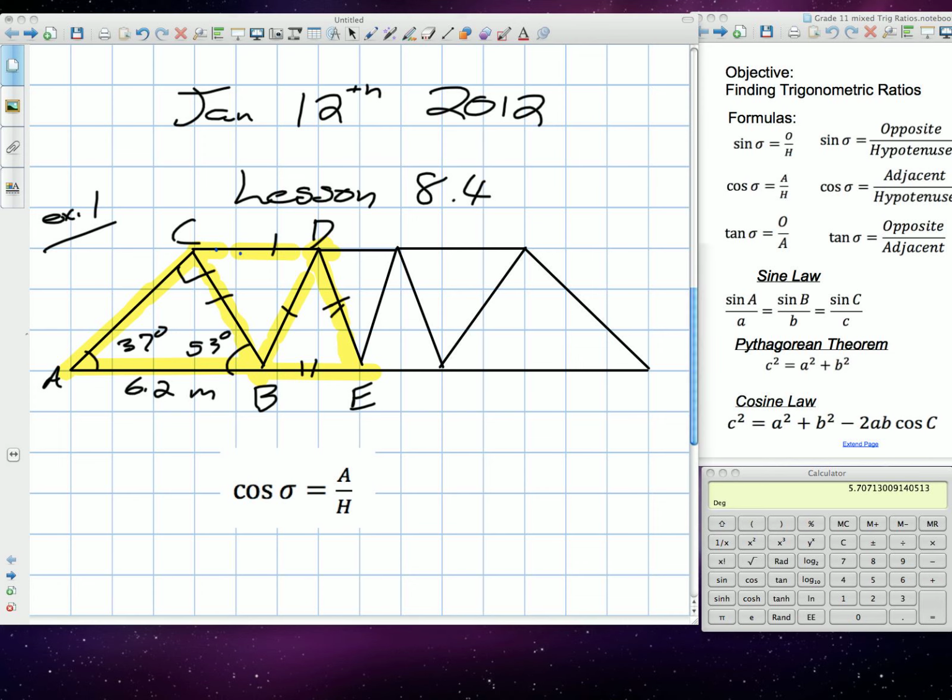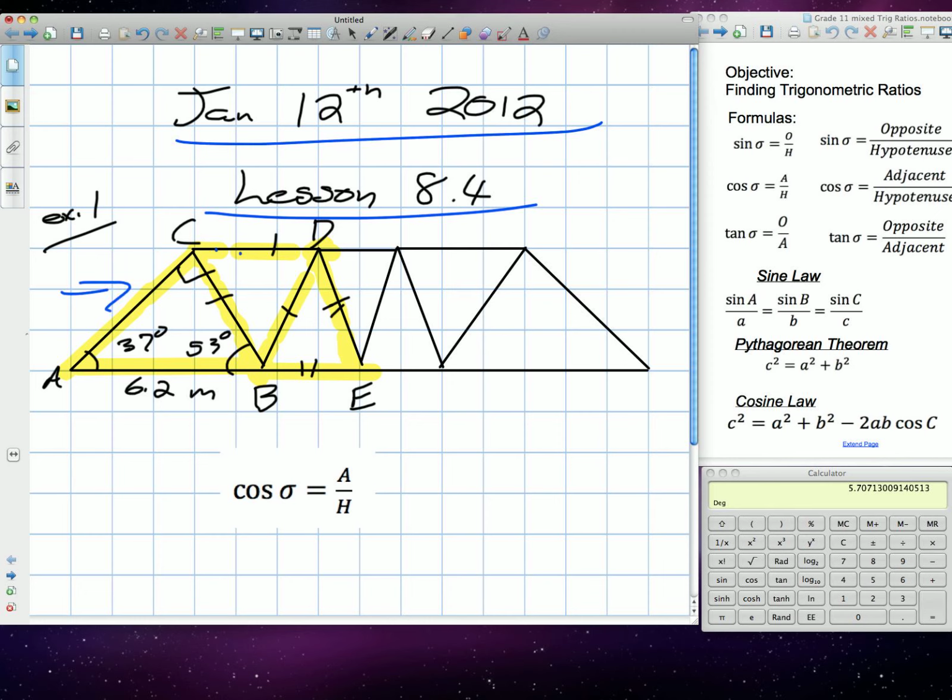Okay, today is January 12th, 2012, lesson 8.4. All right, we have this triangle here. We need to find an entire bridge, the truss of a bridge, all of the measurements added together.